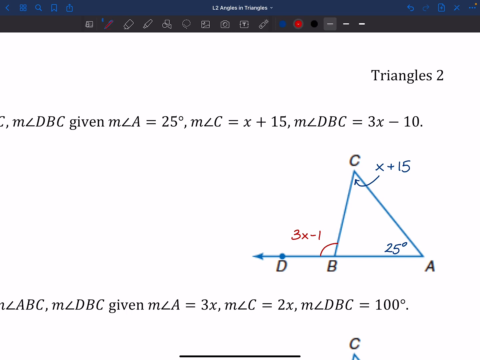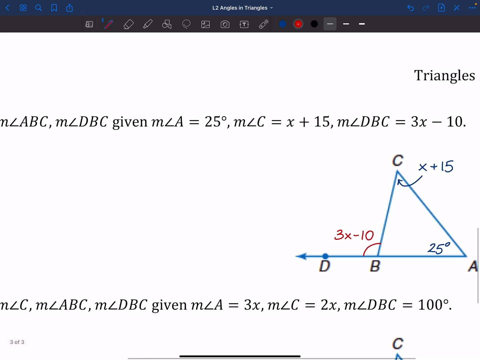So what we're going to do is we're going to have to set something up so that we can solve and figure out what that x is, right? Because otherwise we won't be able to figure out those other angles. So the way we're going to do it is we're going to treat those other angles just like we did on some earlier problems with the variables floating around. So what I have is I have these two remote interior angles, right? I have x plus 15, and I also have 25. If I add those remote interior angles, they will give me the exterior angle, 3x minus 10, right?